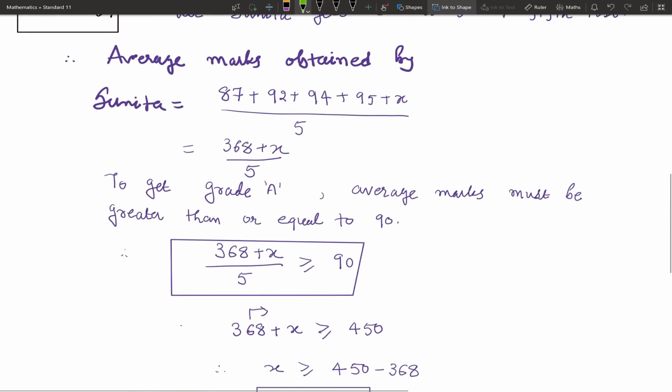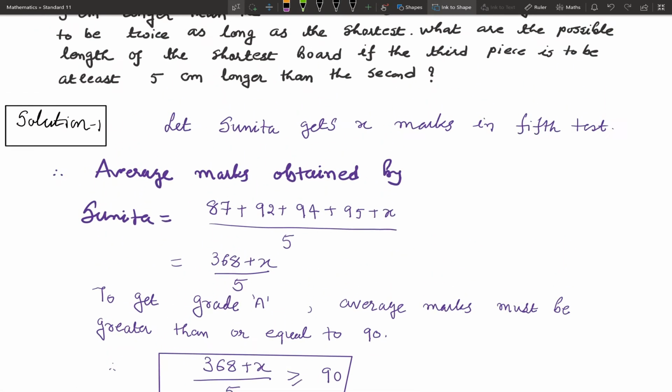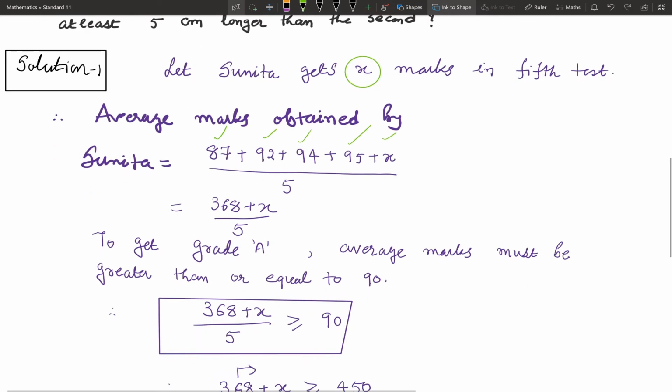So again, as usual, first we have assumed marks in the fifth test as x. So the average of 5 tests: the sum of the 5 marks obtained in the 5 tests is 87 plus 92 plus 94 plus 95 plus x. To get the average of 5 tests, we divide by 5. So the simplification is 368 plus x divided by 5. Now to get grade A, average must be greater than or equal to 90. So this must be greater than or equal to 90.